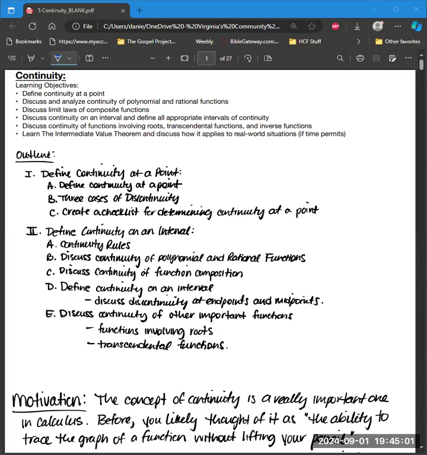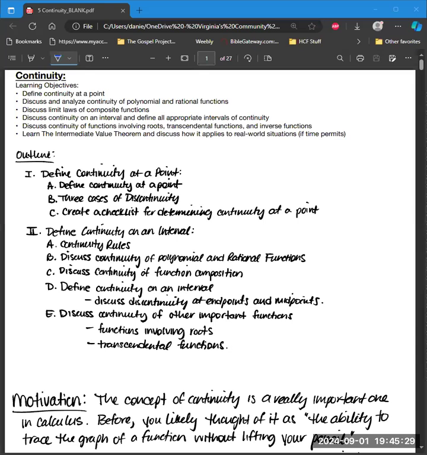In this video, we're going to talk about continuity. Our objectives will be to define continuity at a point, to discuss and analyze continuity of polynomial and rational functions, to discuss limit laws of composite functions, to discuss continuity on an interval and define all appropriate intervals of continuity, to discuss continuity of functions involving roots, transcendental functions, and inverse functions.